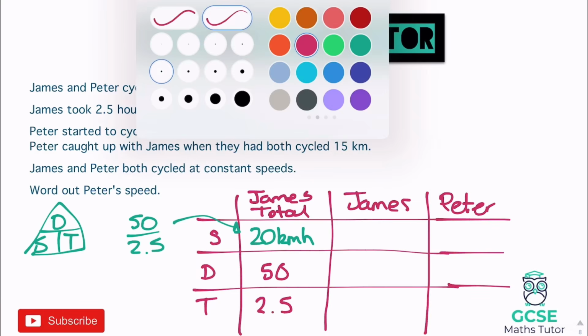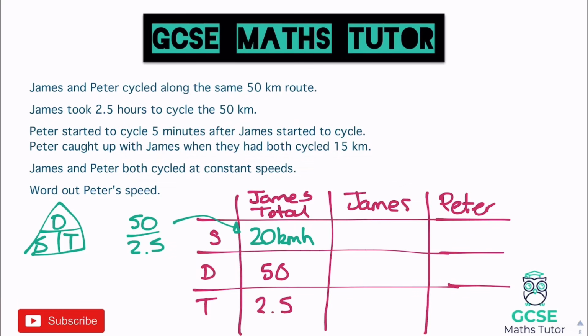Now let's start filling in some of the information that we've got. So they both cycled 15 kilometres, that was their distance. There we go. We already know James's speed because we've just worked it out. So James's speed is 20, and we know that Peter is going to start 5 minutes after James. So let's work out James's time. We can work that out down here now. So the time that James took to do these 15 kilometres, time is distance divided by speed, so 15 over 20. And 15 divided by 20 gives us 0.75. Okay, so 15 divided by 20, 0.75.